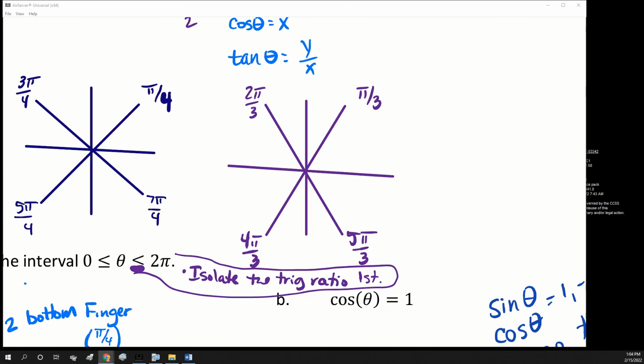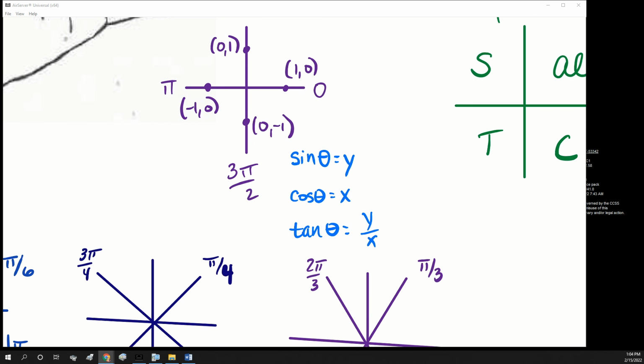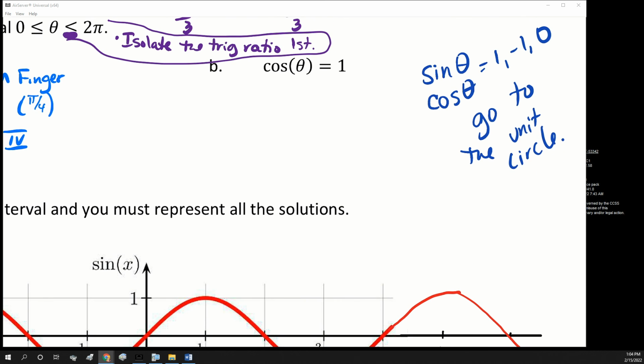Okay. So on our unit circle, to find the cosine, we'll use the x-coordinate. So for our equation, the cosine of theta equals 1, we want the x-coordinate to be 1. So what do y'all think? The angle is 0. 0 radians. And that's it.